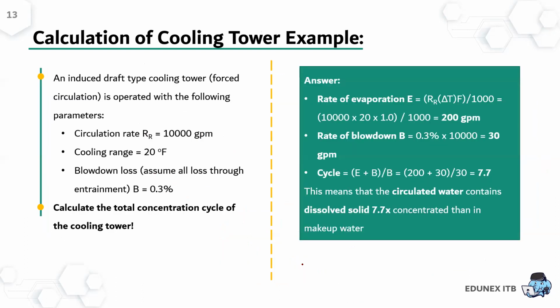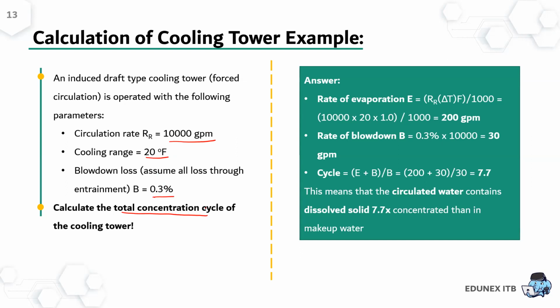Okay. So this is another example of how to calculate, the cooling tower example. For example, we have an induced draft type cooling tower with forced circulation. It is operated with the following parameters. We have the circulating rate of 10,000 GPM with the cooling range of 20 degrees Fahrenheit, and blowdown loss 0.3%. Okay, and we need to calculate the total concentration cycle of the cooling tower.